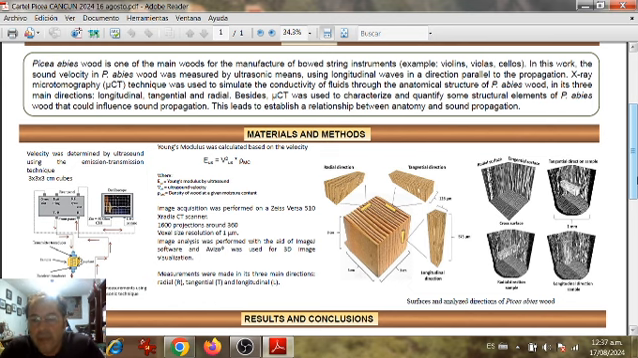On the other hand, we analyze the anatomical microstructure by X-ray computed microtomography, and we can have a detail of the whole microstructure that composes the wood. So we analyze three different directions: the main directions of the wood, that is radial, tangential, and longitudinal direction.